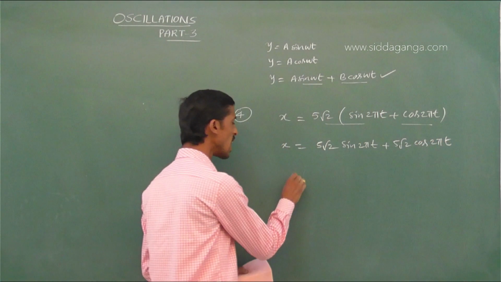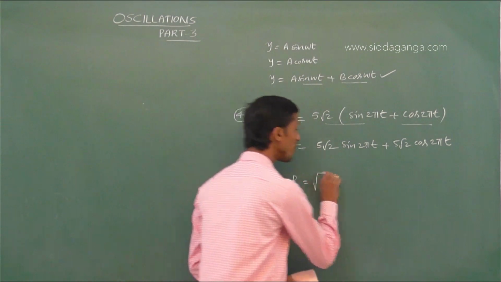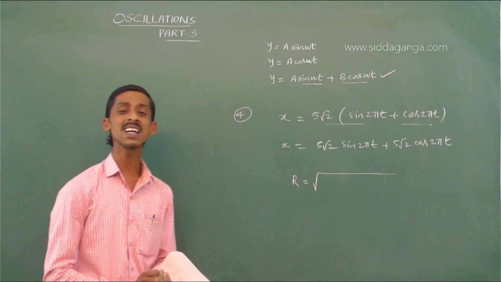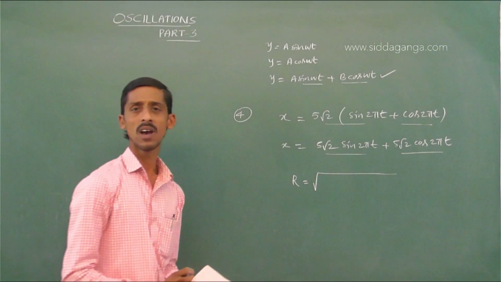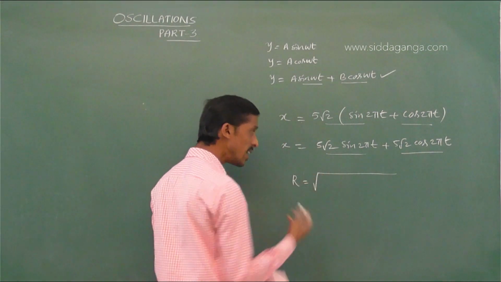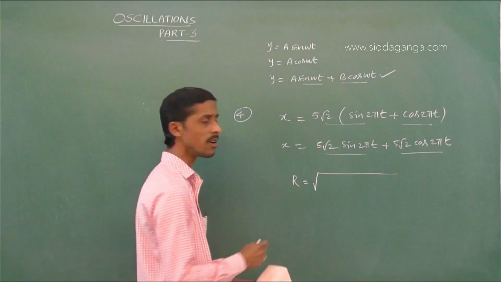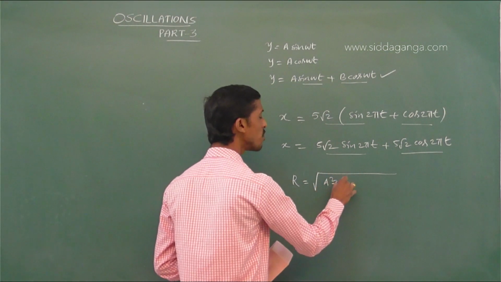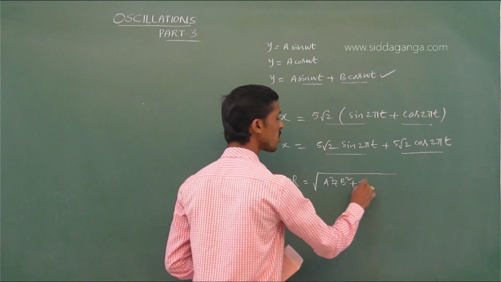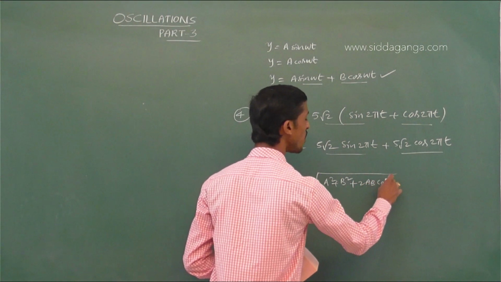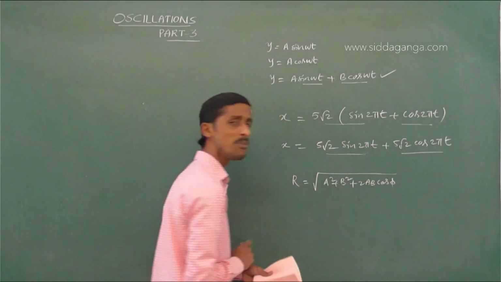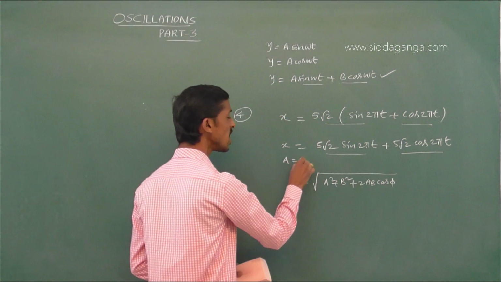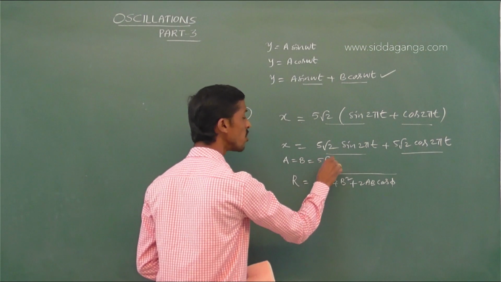I told you how to calculate the resultant amplitude. When you have two harmonic functions of different amplitudes, or maybe the same amplitude, the resultant amplitude is the square root of A square plus B square plus 2AB cos phi. Here both are of the same amplitude. A is equal to B, that is equal to 5 root 2 units.